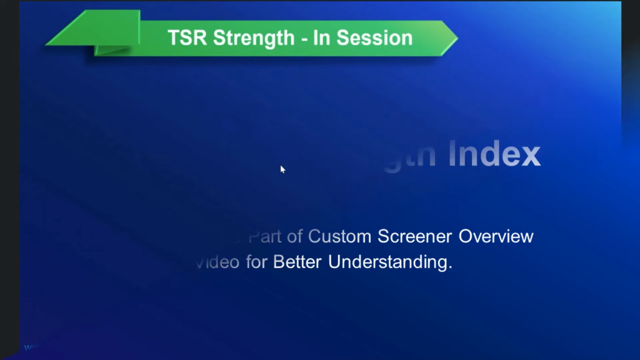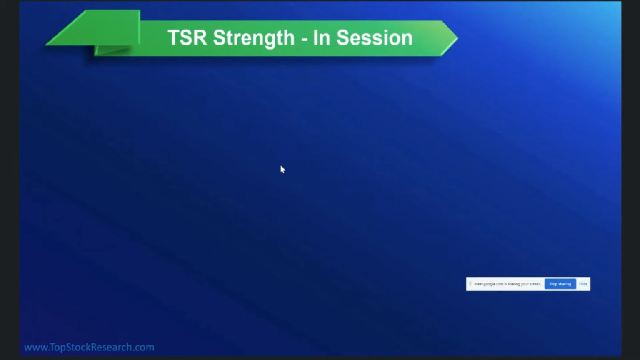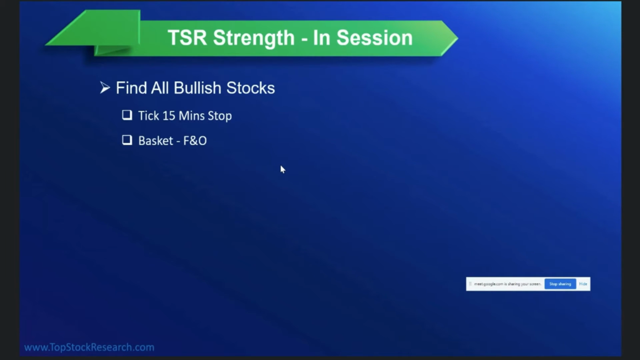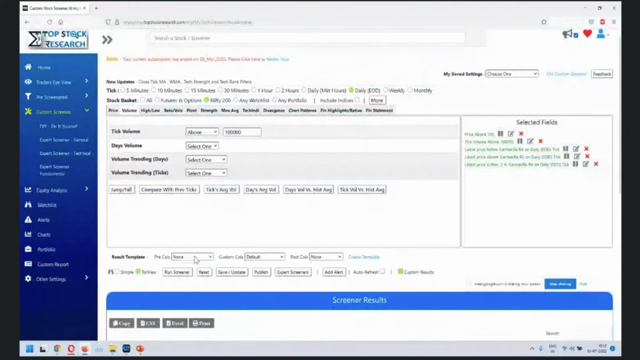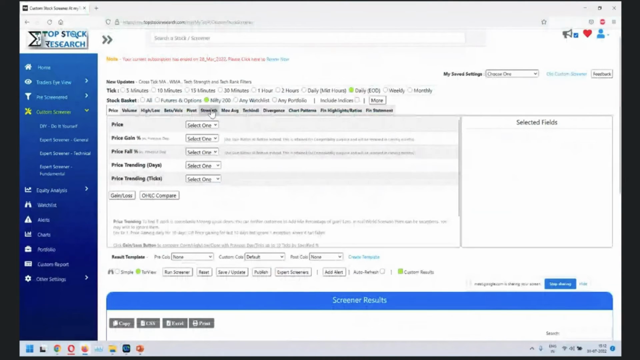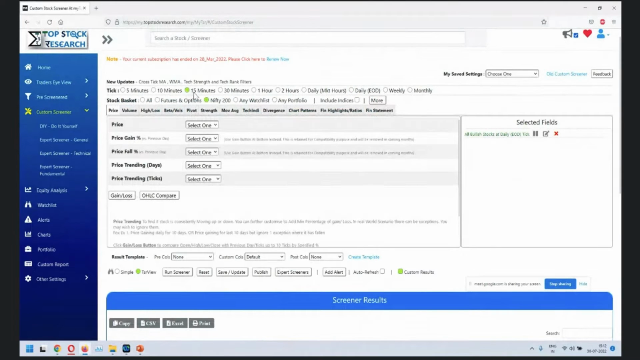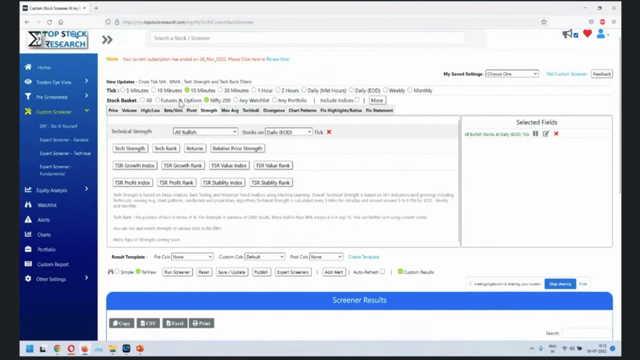So another exercise in this one. Now, having seen some of the very basic stuff, now is the time to go into technical strength. So in this session, what are we covering? We are covering all bullish stocks in 15 minutes on the stock basket FNO. So going back, resetting the criteria, going into strength, all bullish stocks, 15 minutes. Okay? All bullish stocks, 15 minutes FNO.